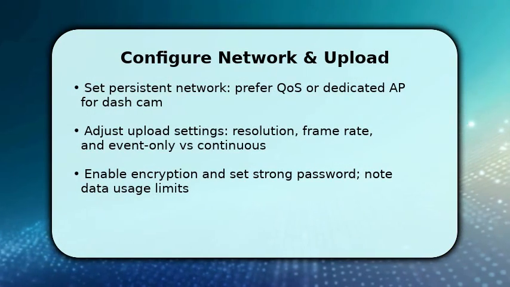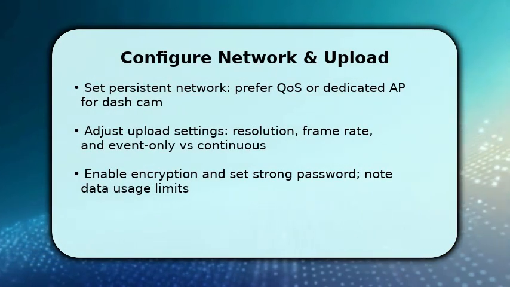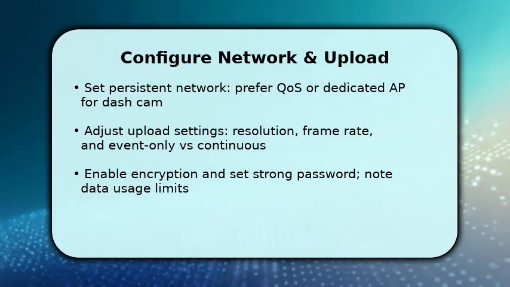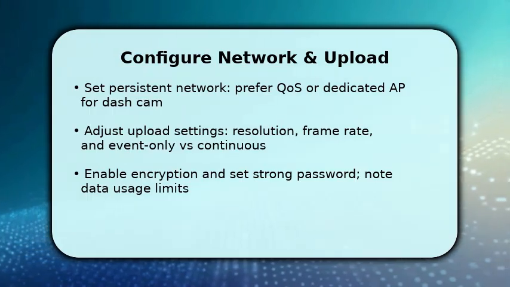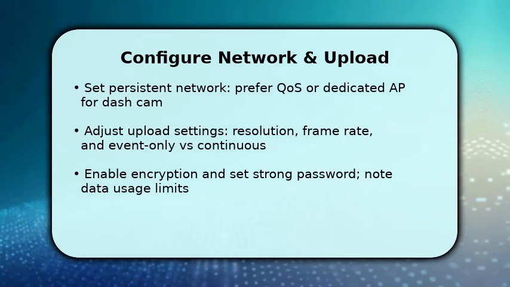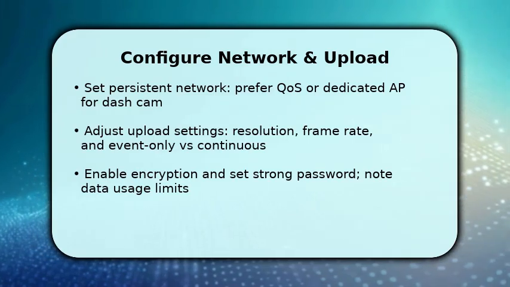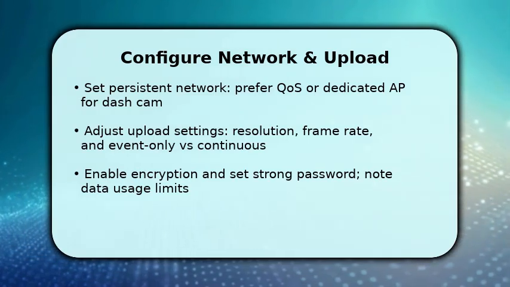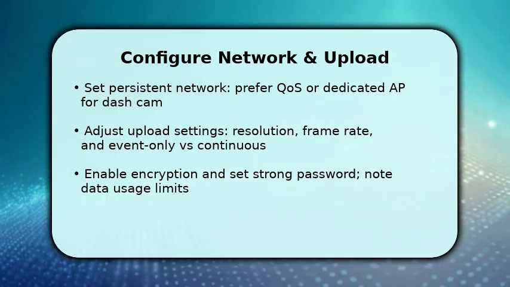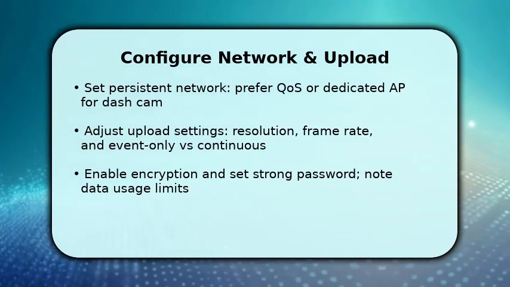Now configure the streaming and upload behavior. In the app, assign the dash cam to a persistent access point or enable its built-in tethering so reconnections are minimized. Then choose upload parameters. Lower resolution or event-only upload saves bandwidth, while continuous high-res consumes data quickly. Pick what matches your plan.